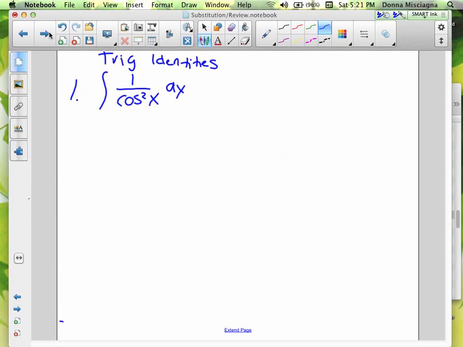If I took the derivative of cosine squared x, it would be 2 blop times the derivative of blop. So I'd have 2 cosine x sine x. And I don't see that. However, I could make this more simple because 1 over cosine squared x is just secant squared x. And that is super easy to integrate.